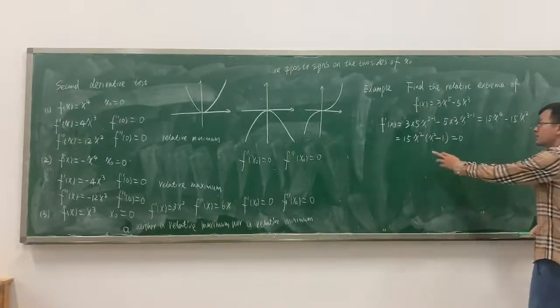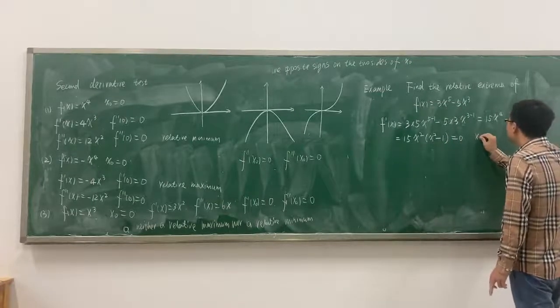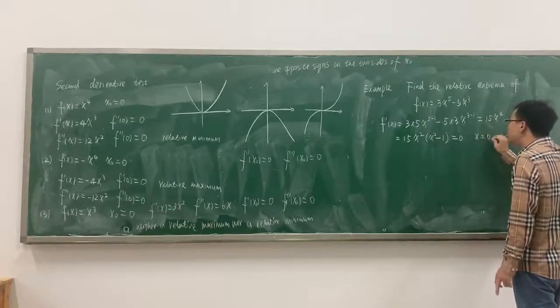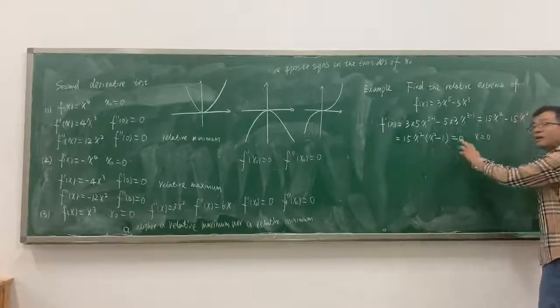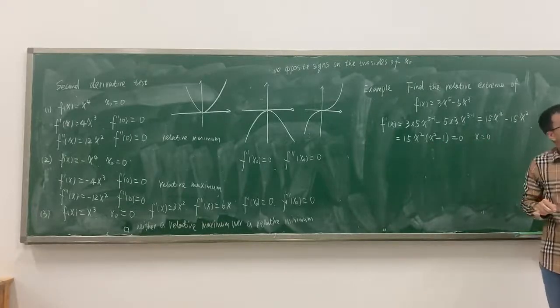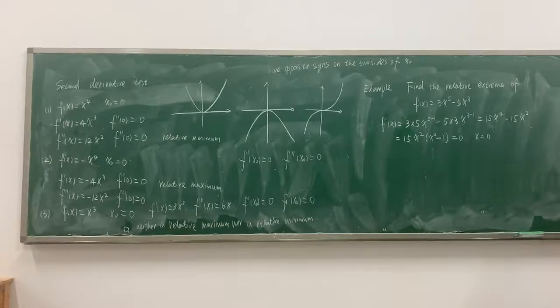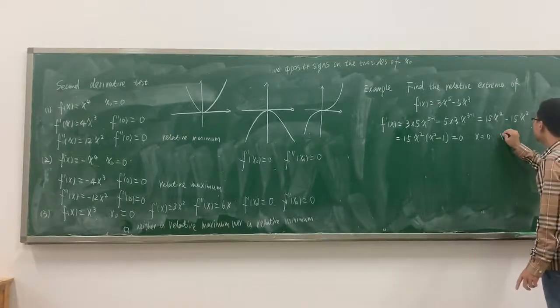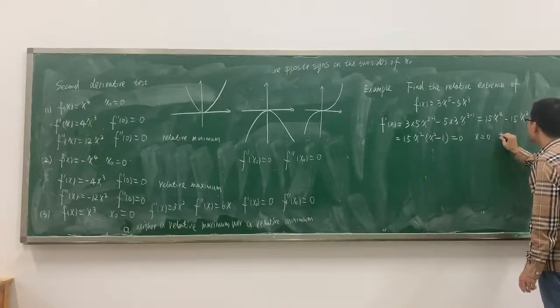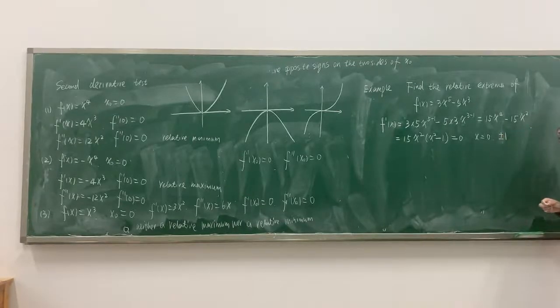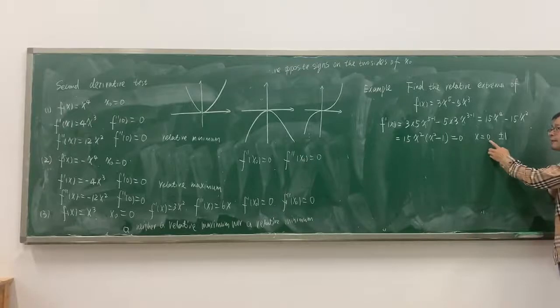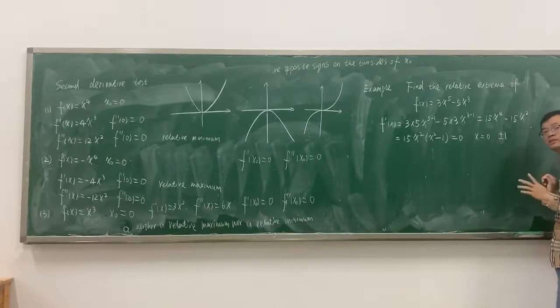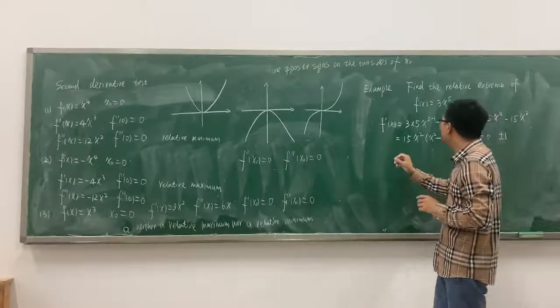So we can see x equal to 0 or x squared equal to 1. x squared equal to 1 means x equal to plus 1 or minus 1. So here x is 0, plus 1 or minus 1. This is the first derivative. So we need to see whether each point is a minimum or maximum. So we need the second derivative.